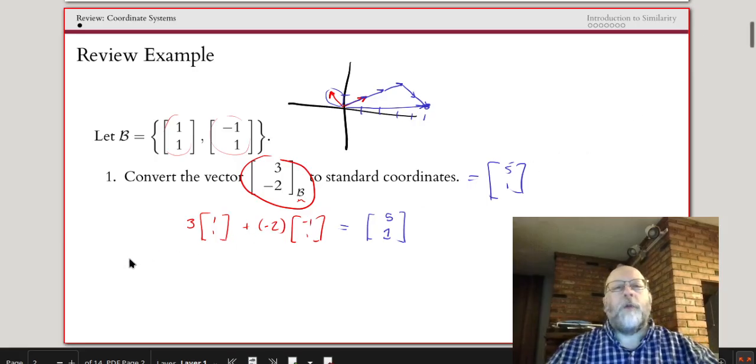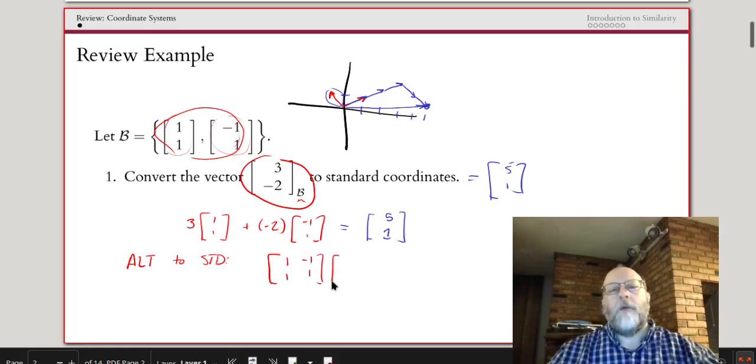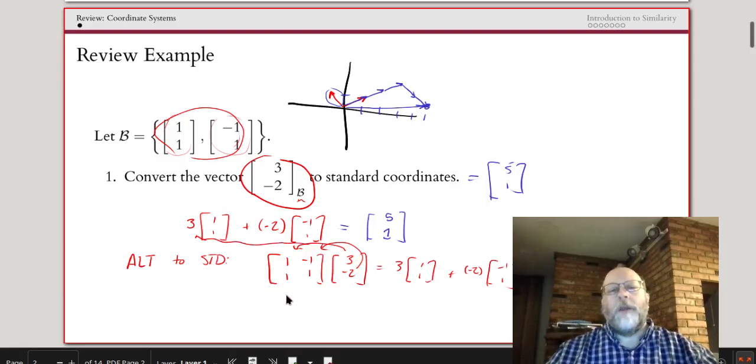Just a reminder: if we want to go from alternate coordinates to standard coordinates, we just take this matrix made out of the vectors of B and we multiply it by the coordinates 3, negative 2. When we multiply, these are weights, and so this is just 3 times 1, 1 plus negative 2 times negative 1, 1, which is exactly what we did right here. So it's a linear combination written as a matrix times a vector.